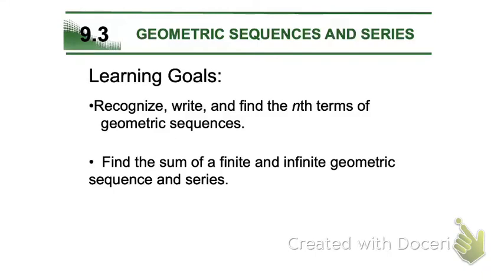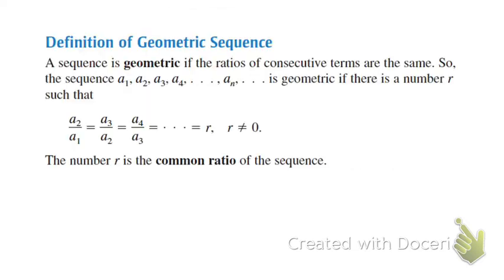So 9.3, geometric sequences and series. We're going to move on. Today we're just going to do recognize, write, and find the nth term. The basic stuff. Monday we'll do the other. So geometric, arithmetic had a common difference. Geometric has a common ratio.